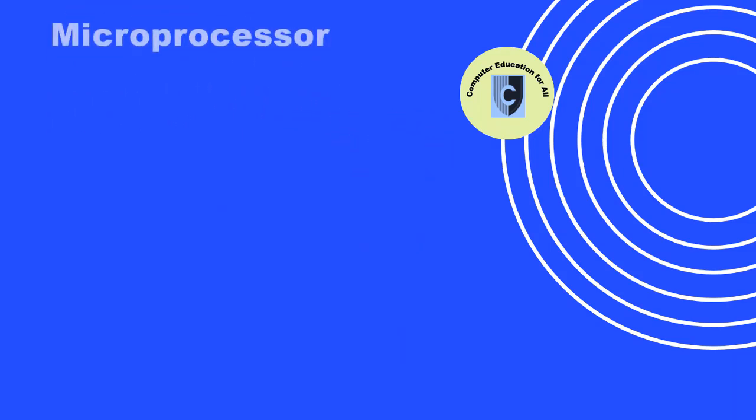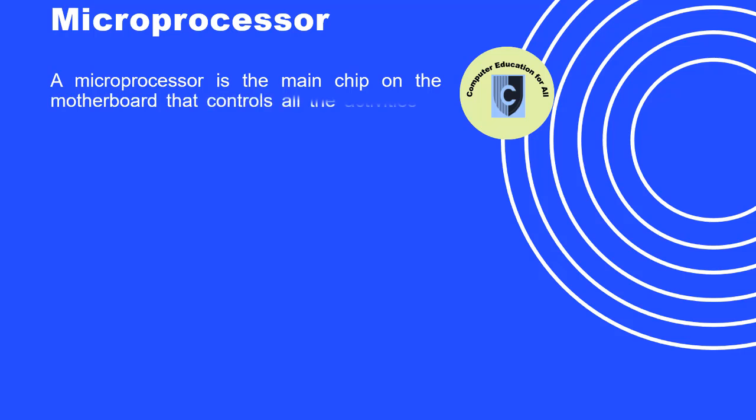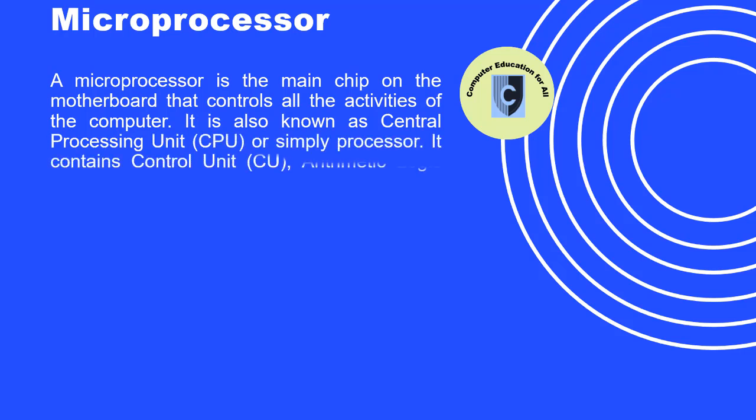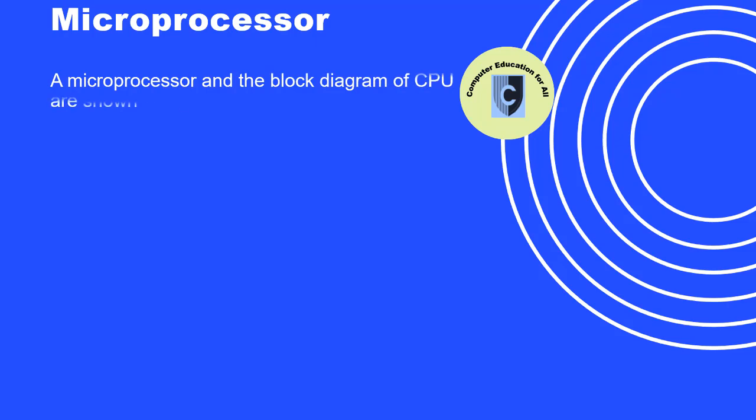Microprocessor. A microprocessor is the main chip on the motherboard that controls all the activities of the computer. It is also known as Central Processing Unit (CPU) or simply processor. It contains control unit (CU), arithmetic logic unit (ALU), and registers. A microprocessor and the block diagram of CPU are shown in Fig. 1.23.